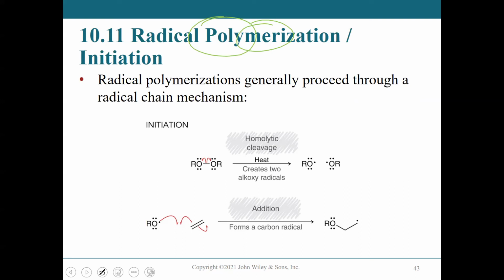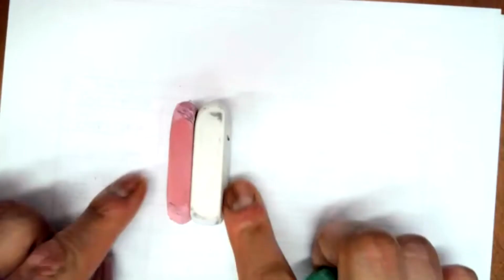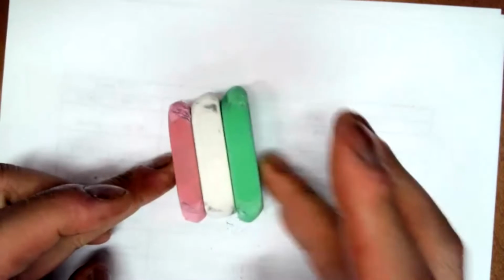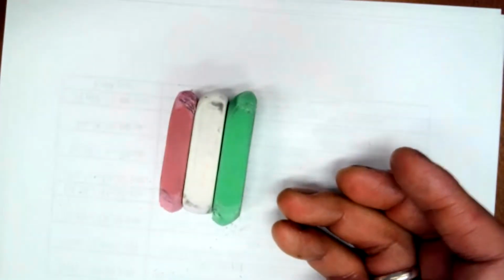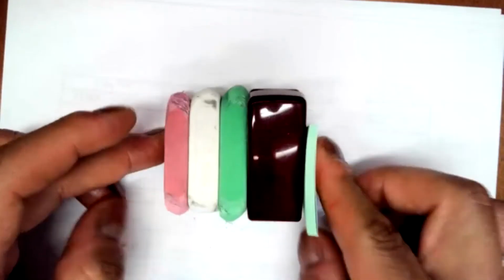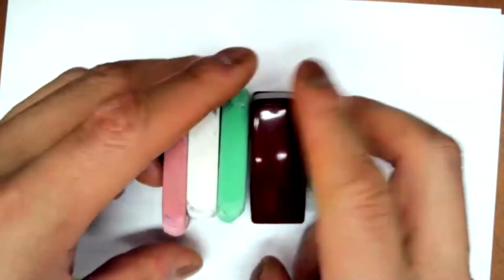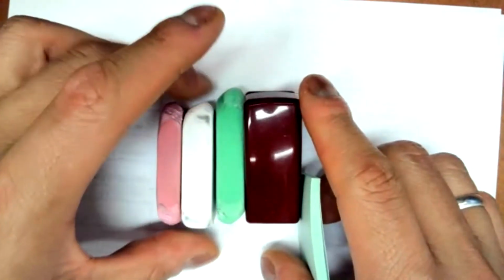When you put Legos together, imagine that these erasers are Legos, right? So this one will be called a monomer. This one is called a dimer. This one is called a trimer. This one will be called a tetramer, right? This one will be called a pentamer. And when you have many of them, it will be called a polymer, right? So you use all these building blocks.